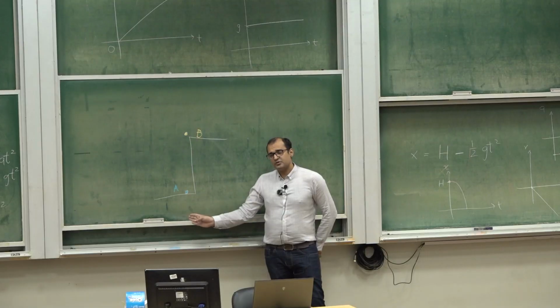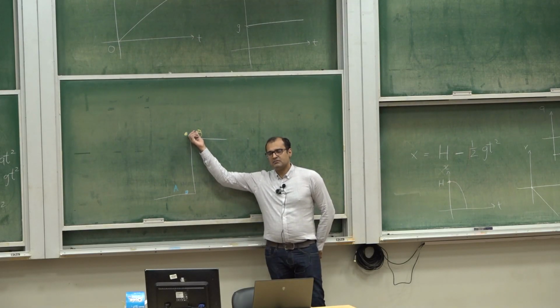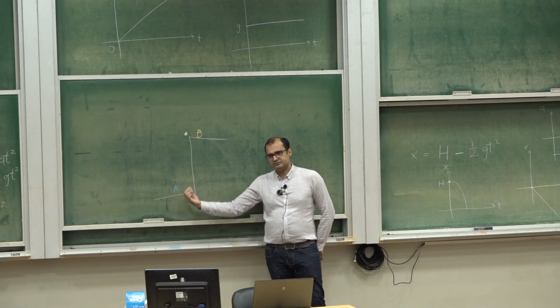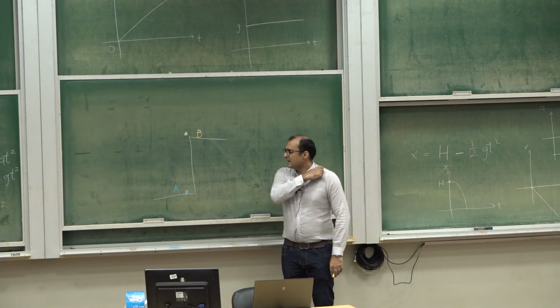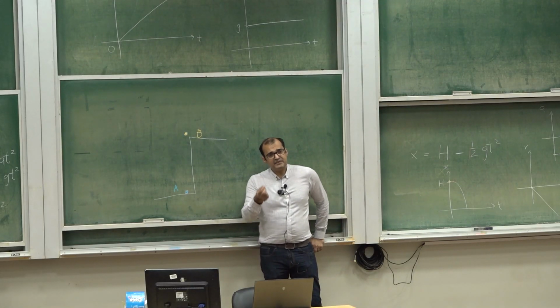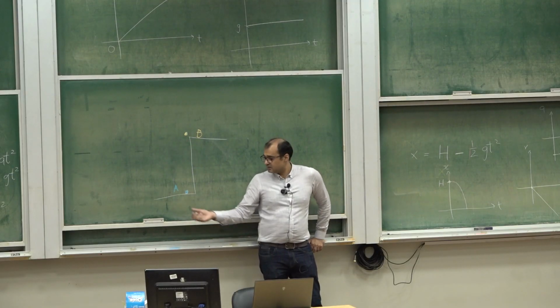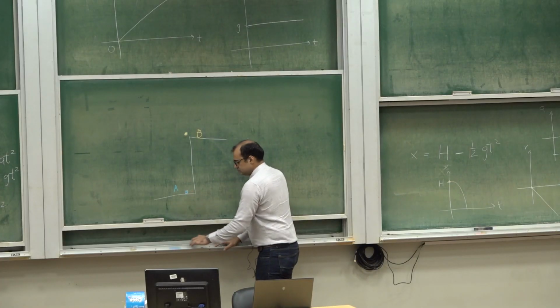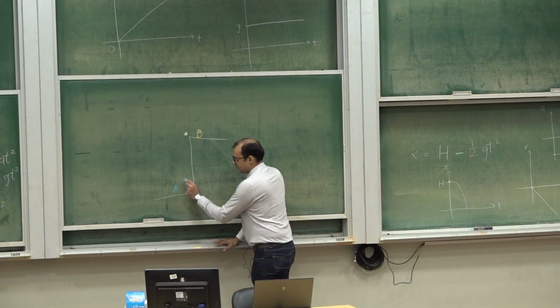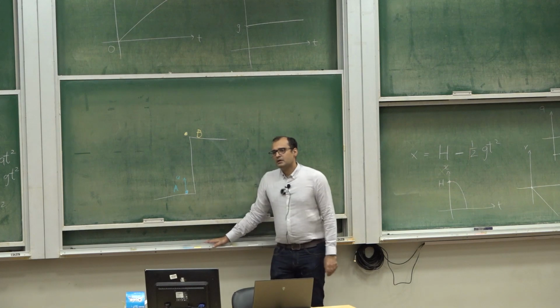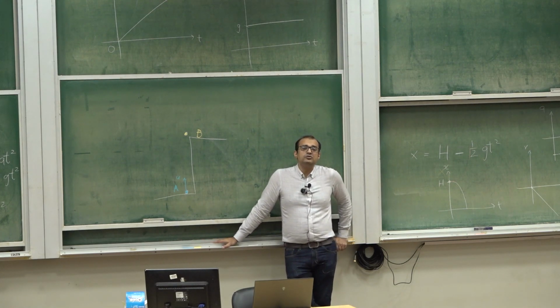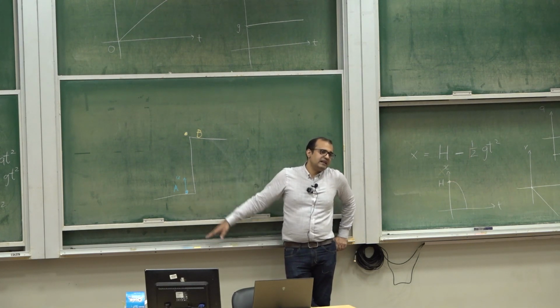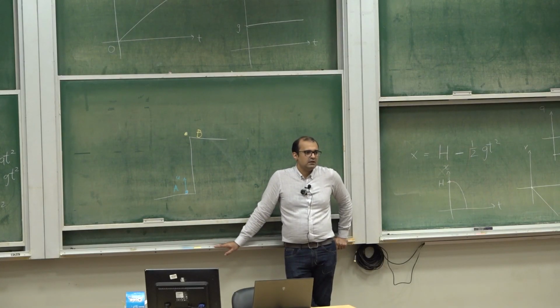So I release this object B, of course, from rest. I just release it, it falls down. Okay? My friend, at the instant when I release this object B, throws this object A upwards with some speed u. The question is, at what time are the two objects at the same vertical level? Okay? Right? That's basically what you have to look at.